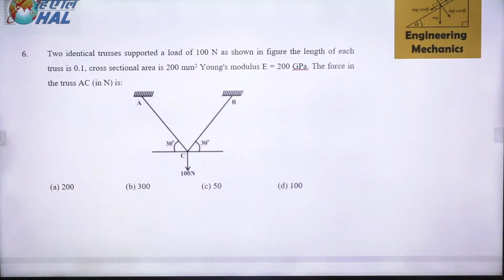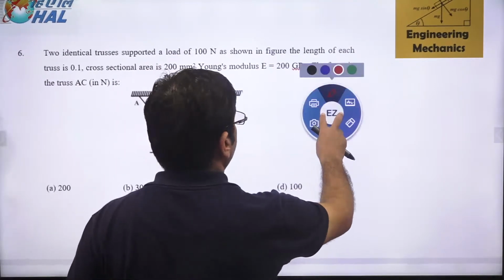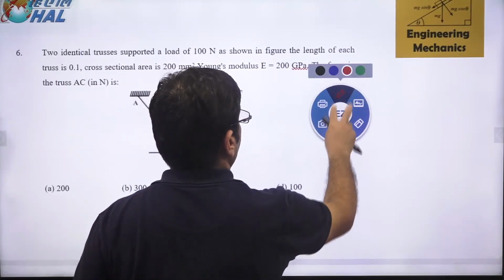Now two identical trusses support a load of 100 Newton as shown, and length of each truss is 0.1, cross section is this, Young's modulus is this. You have to find out the force in truss AC. How to find out the force in truss AC? Okay, so let's try to use Lami's theorem here.